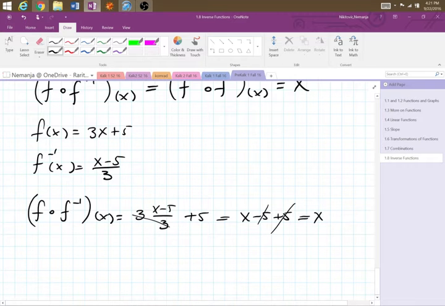Now you can also check, and I will let you do this for about 17 seconds, figure out the function composition the other way. It also has to give you x.